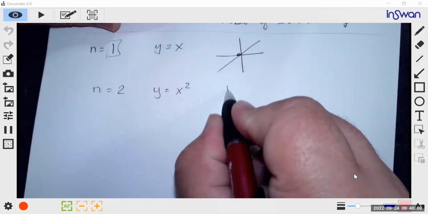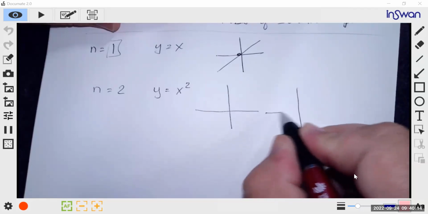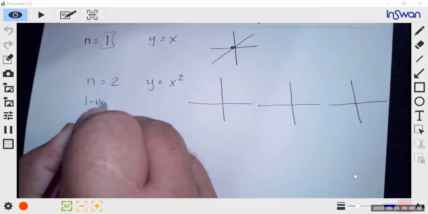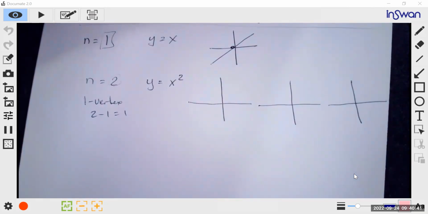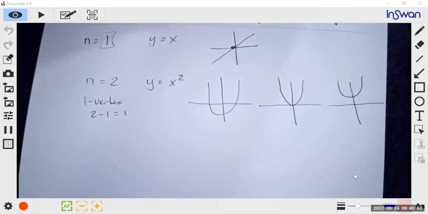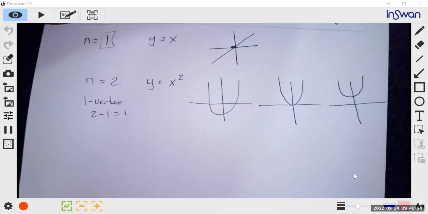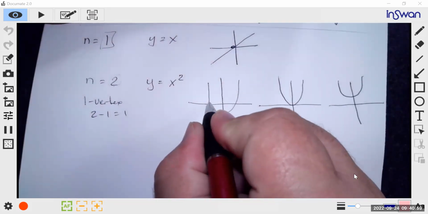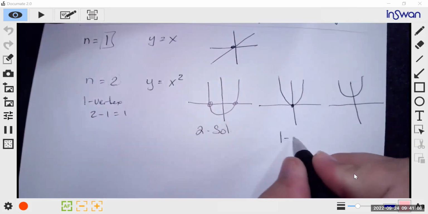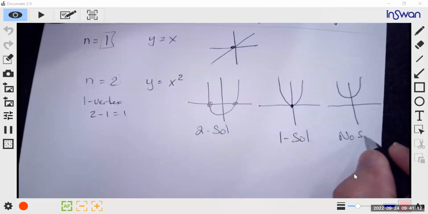If n equals 2, then there are 3 possibilities. It says that we're going to have at most 2 solutions, and we're going to have 1 vertex, because it's 2 minus 1. So let's look at this. The graph can look like this, and like this. So how many solutions are here in this first picture? 2 solutions. And the next one? 1. Only 1. And the last one? No solutions.